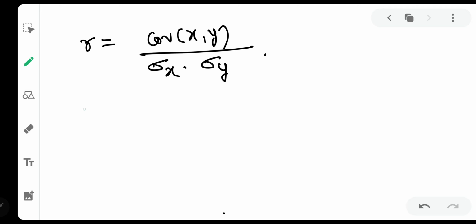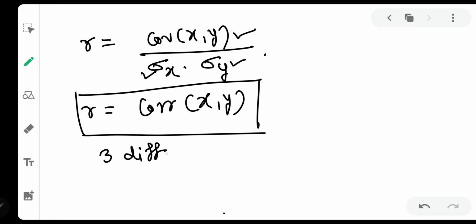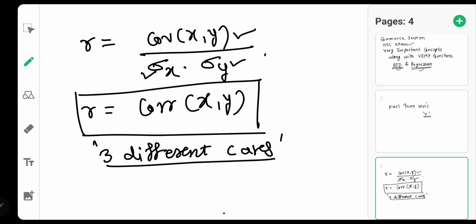Now you need to understand that this R is called the correlation coefficient for variables x and y. There are many formulae for covariance xy, standard deviation x and standard deviation y also. Actually, there are three different cases for this type of question. We are going to deal with all three different cases in different videos. Today we are going to deal with one such case, which is very important and which is constantly asked in the exam.